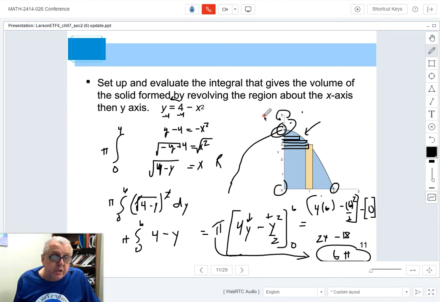Well, this was integrating with respect to x or with respect to y, rotating about the x-axis or rotating about the y-axis using the disk method.